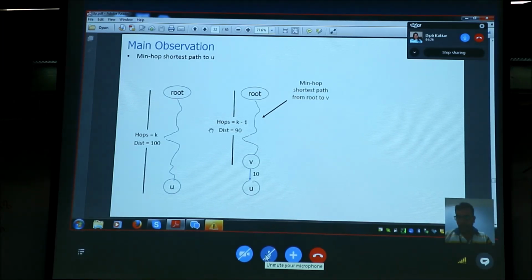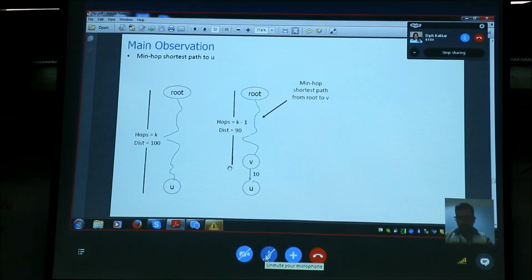So the observation is this: suppose I start from the root, and this is the path, the shortest path from root to u. Let's say it uses k hops and its distance is 100. Now, we'll ask the question, who is the guy who appears just before you in this path? As you are coming down, whom did you see just before touching you? Let's say he is V. And what is his edge weight? Let's say 10.